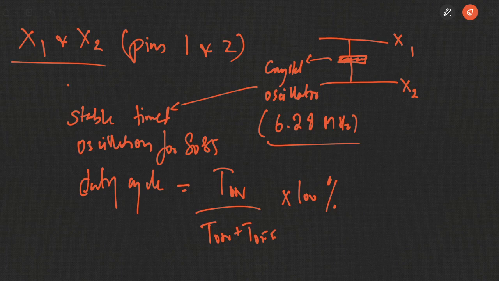Instead of using a crystal oscillator, we can also use an RC or RL network to produce oscillations, and internally the oscillation is produced at double the frequency, that's at 6 megahertz, and it's then divided to get the output frequency of the processor, that is 3 megahertz.